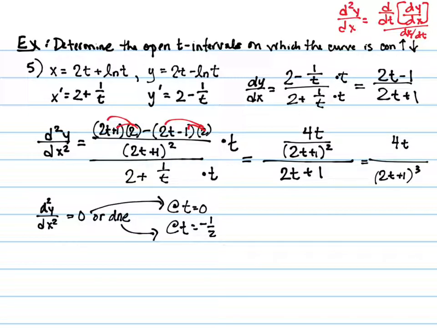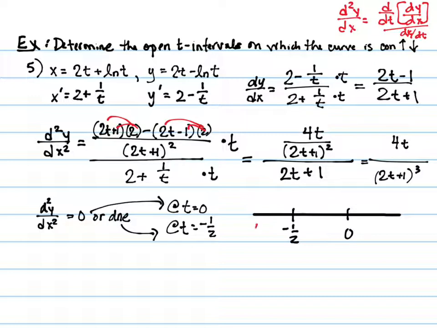There's different things you could do. You can use a sign chart. That's the way that I tend to think about it. So I look at the values in and around those values. I have negative 1/2, and I have 0, and I pick values in between, and where I'm testing it is in the second derivative. I'm trying to decide if the second derivative is positive or negative.